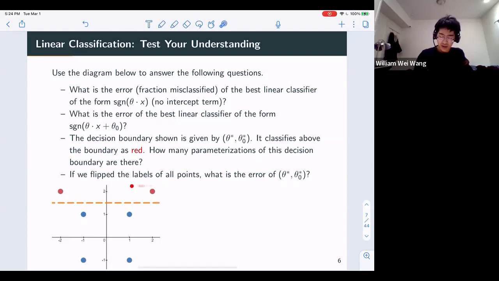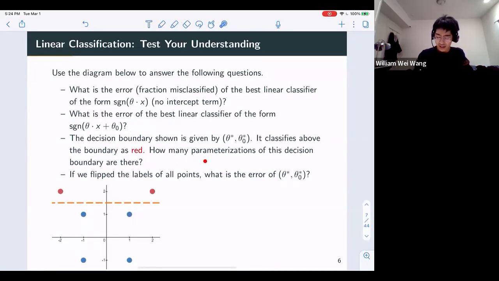There's this diagram down here, and you see that there are red points and blue points. The first question says, take the best linear classifier of this form. But this form does not include a bias term, so it doesn't include the theta naught term. What's the best you can do without that theta zero term? The second one says, if I add a theta zero term, what's the best I can do?